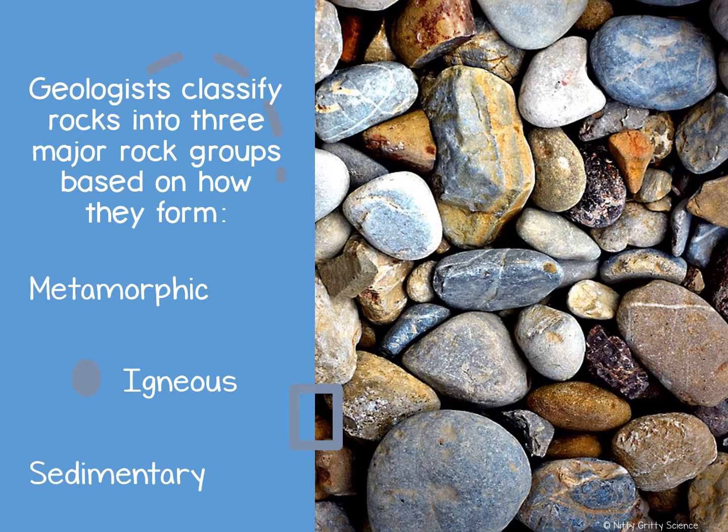Geologists are able to classify how a rock is formed using its color, texture, and mineral composition. They classify rocks into three major groups: igneous rock, sedimentary rock, and metamorphic rock.